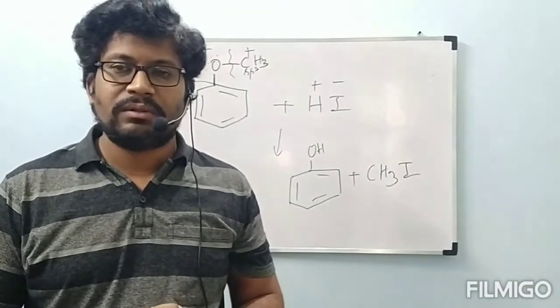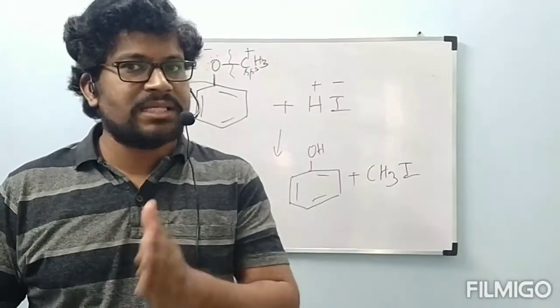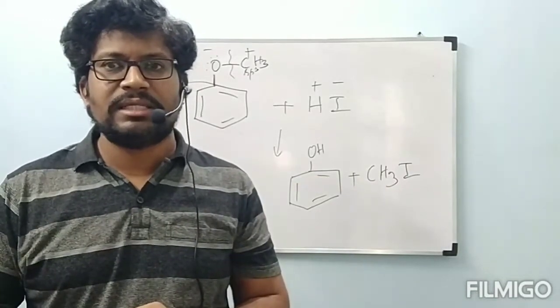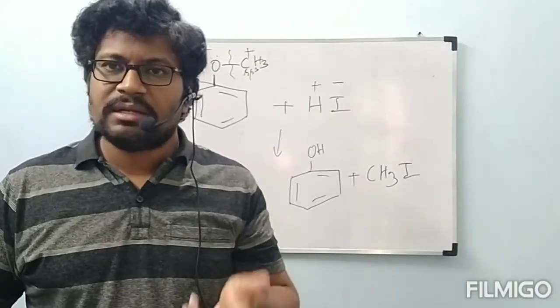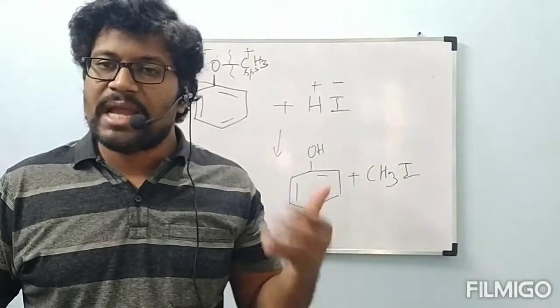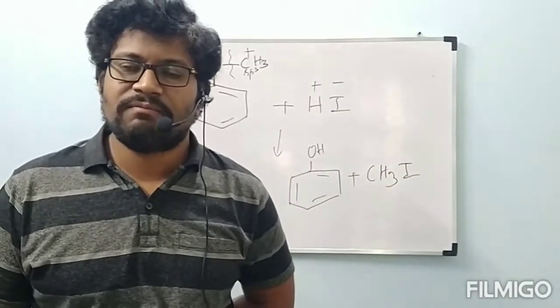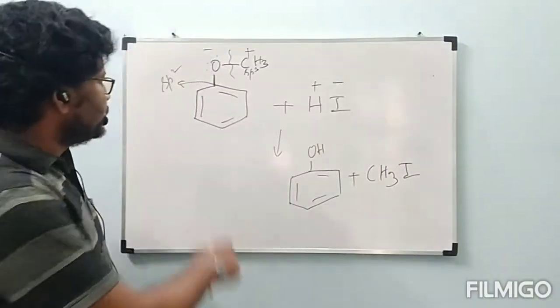Then coming to another type of unsymmetrical ether, one side it is a branched chain carbon and another side it is a straight chain carbon. In that condition, the branched chain carbon forms the more stable carbocation. That's why it will react with iodine, and the other substance is going to react with H plus to form alcohol. Okay? Next, coming to this one.